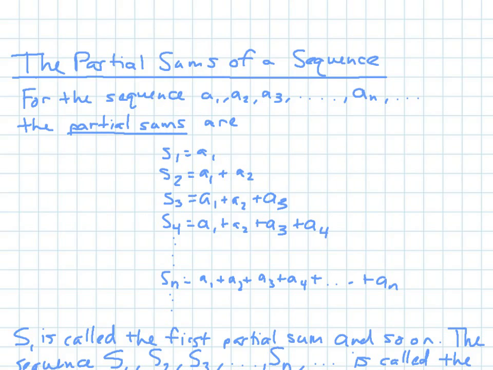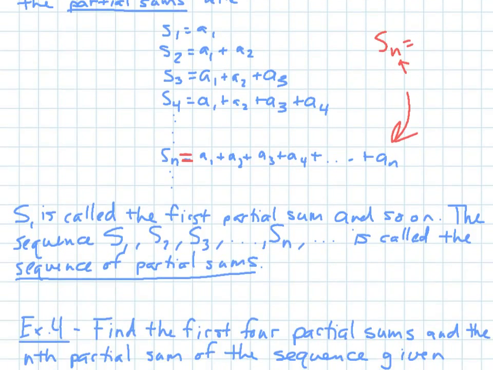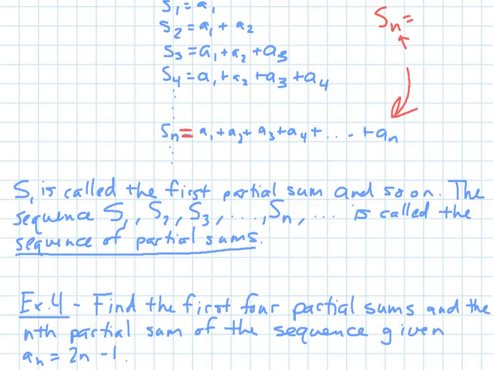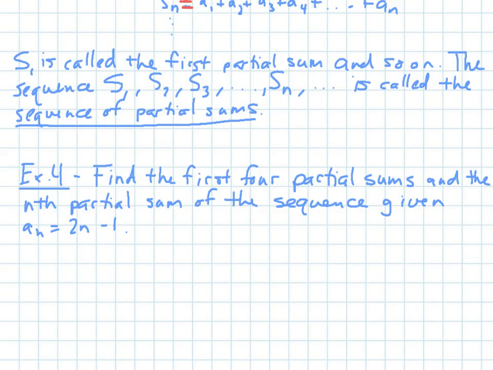So it's like taking the number n and then adding all those terms that got you to that point, all the way to the nth one, and that's the nth partial sum, okay? So it's basically just adding partial sums, and then that becomes a sequence of partial sums once you have all those values, okay? So example 4 wants us to do kind of that.